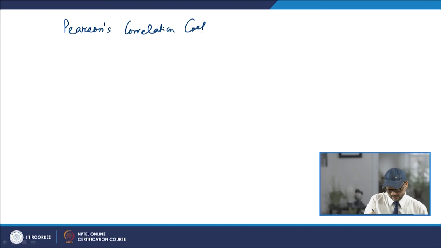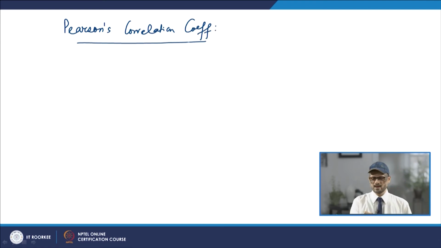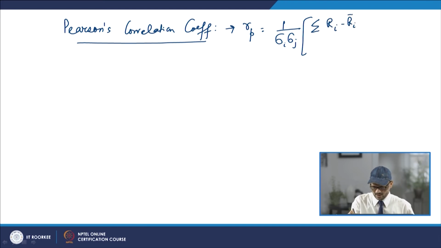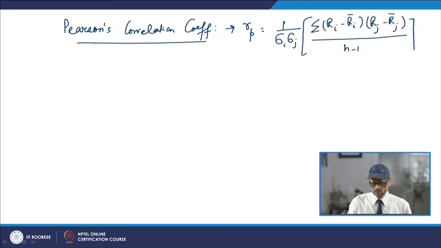This correlation coefficient is denoted by Rp, and Rp is given as 1 by sigma i sigma j, multiplied by the summation of Ri minus Ri bar, multiplied by Rj minus Rj bar. So you have returns on the ith and jth fund, and then you divide that by n minus 1. That is the Pearson's correlation coefficient.